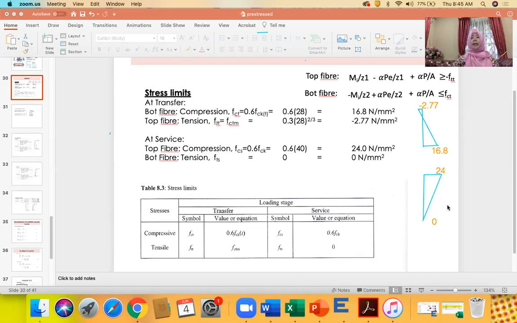Therefore, when you check the stress at the cross section during the transfer, the bottom part must have a maximum value of 16.8 and a minimum value of 2.7 or 2.8. Meaning that if you got 0, it will be better. If you got 3, meaning that your beam is failed. Therefore this is the stress limit.